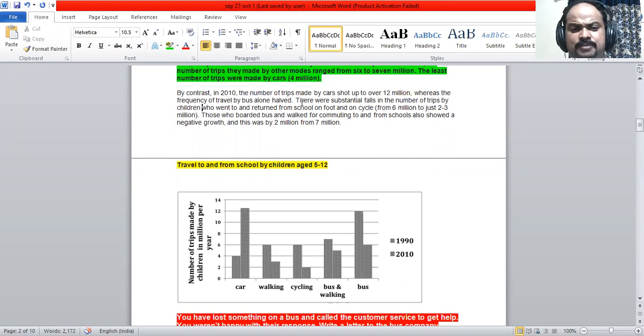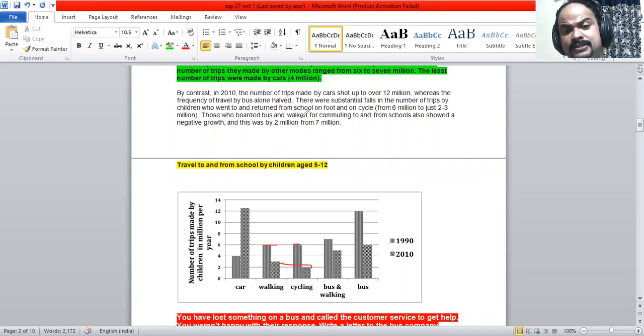There were substantial falls in the number of trips by children who went to and returned from school on foot and on cycle. Yes, okay, I need it. From 6 million to just 2 to 3 million. Definitely, I have said this data. From 6 million to 2 to 3 million.